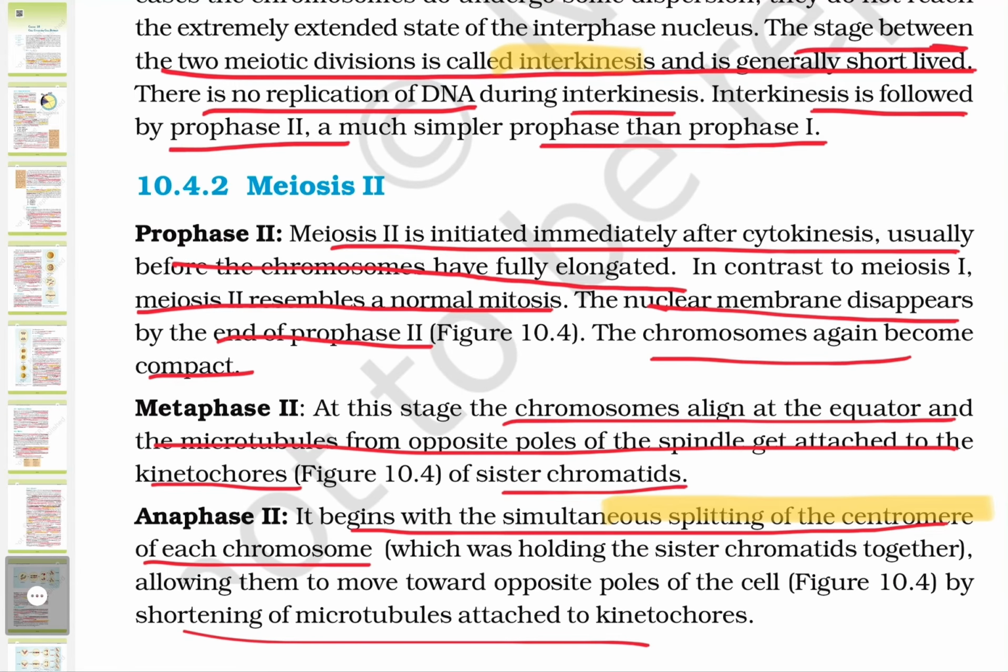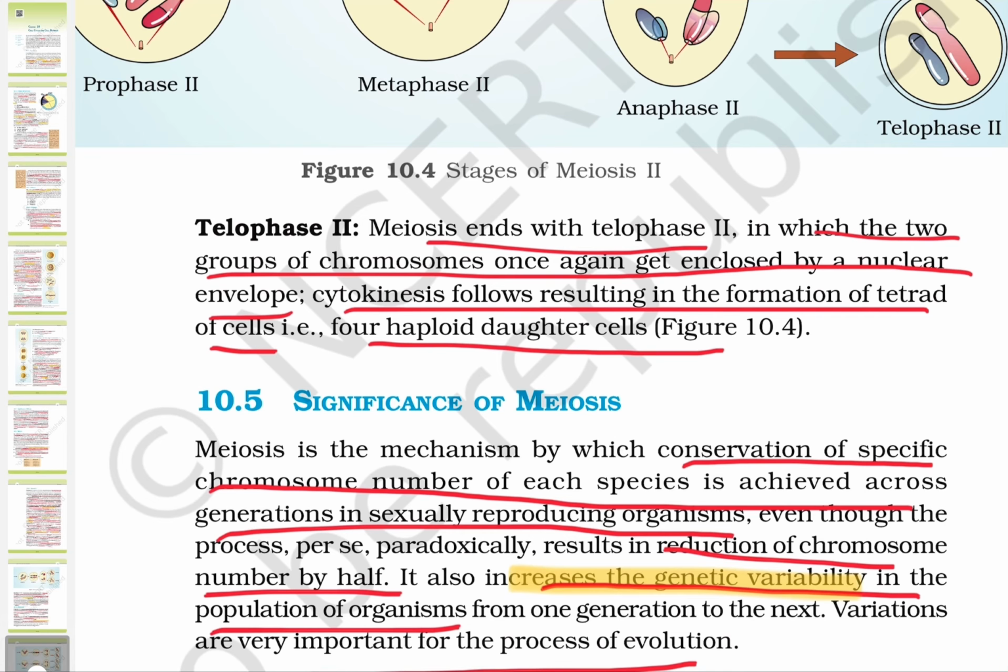Anaphase 2 में क्या होता है? Again, splitting of the centromere of each chromosome, and the opposite जो mitotic apparatus है, it pulls the chromatids towards itself, or it moves towards the poles. When we talk about telophase 2, it is the end of meiosis, and two groups of chromosomes again get enclosed by the nuclear envelope. Cytokinesis follows in the formation of tetrad of cells, and 4 haploid daughter cells जो है formed हो जाते हैं.